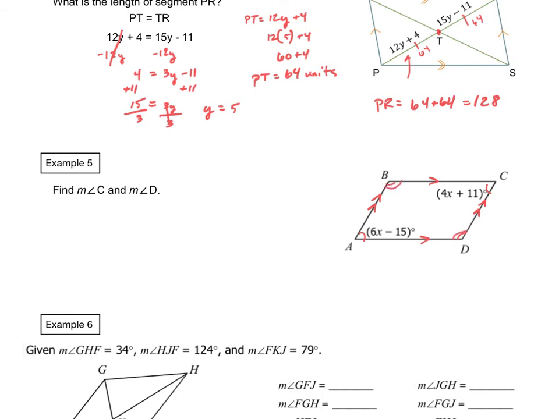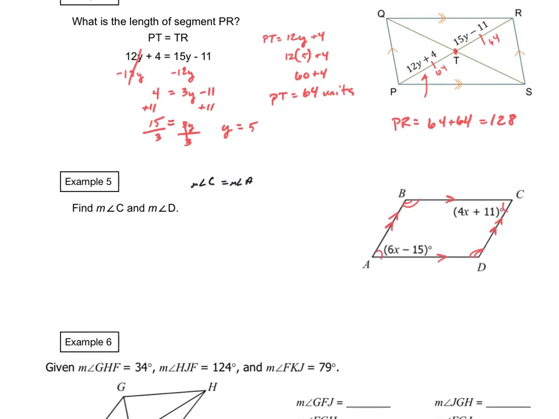So if opposite angles are congruent, I know that angle C is equal to angle A, or the measurements of, because they're congruent. And then if I do some substitution, I have 4x plus 11 is going to be equal to, angle C is going to be equal to angle A, 6x minus 15.